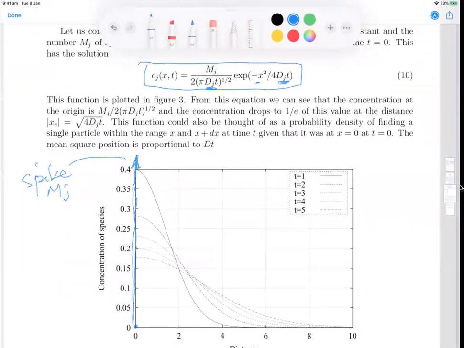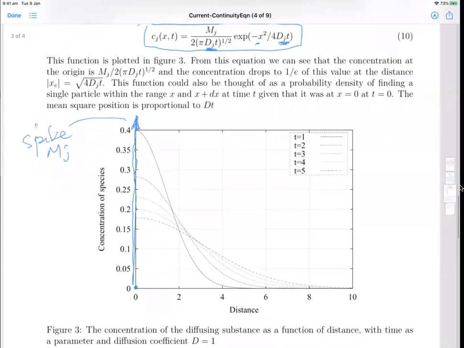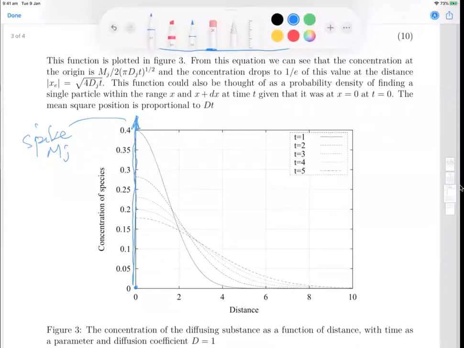And then we can see what happens with distance. So along the horizontal axis, we have distance. And then we can look at how the situation changes with time. So we have various time states.